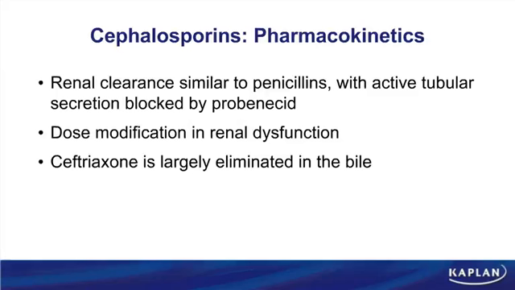When we look at the pharmacokinetics of cephalosporins, very similar to penicillins, they're eliminated by the kidneys. They're also weak acids, so they're actively secreted in the proximal tubule. That secretion is blocked by the gout drug probenecid. Same story that we told earlier for penicillins. You expect to adjust the dose of cephalosporins in renal dysfunction. There's one major exception that you need to know. It's the drug ceftriaxone, which is eliminated in the bile.